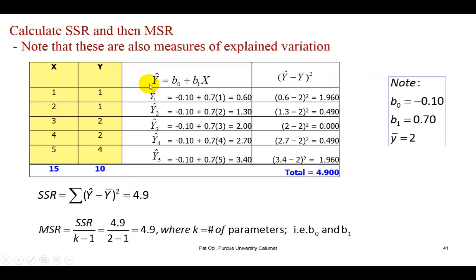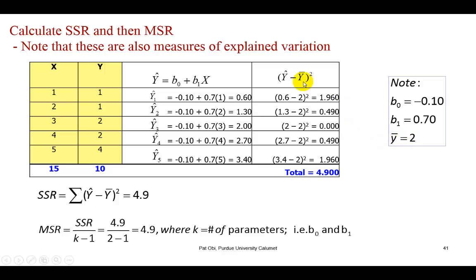So now y hat is the regression line, which is defined as such. b sub 0 is negative 0.10, b1 is 0.7, and then for each value of x shown right here, we calculate out the values of y hat. And that's what you see right here. The calculations are shown here. And then also for y bar, which is the sample mean of y, we find it to be 2, which is the sum of these divided by 5. It's going to be 2.